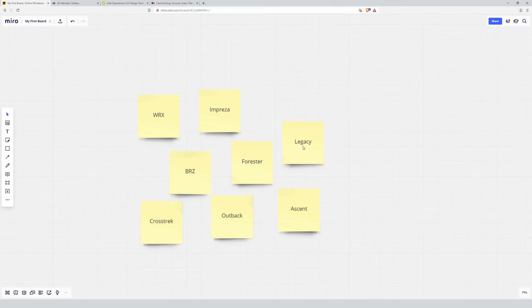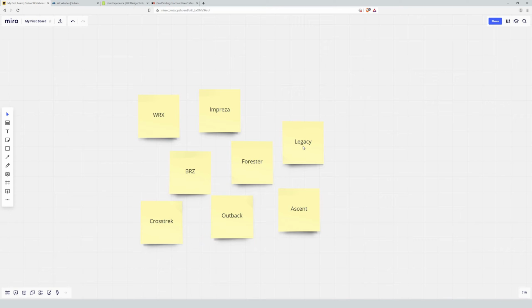Even 30 cards on a screen at once or in front of you at once is a lot to process, and it can kind of freak people out a little bit. So try to cap it at 30 cards unless there's a very distinctive reason that you have to use more than that. And this software that I'm using right now is called Miro.